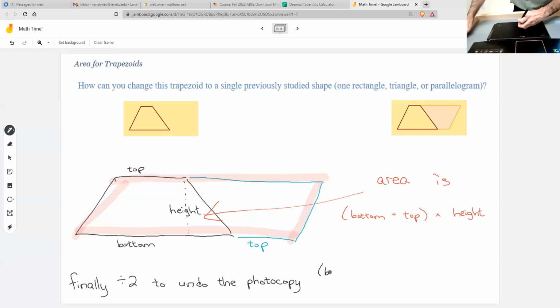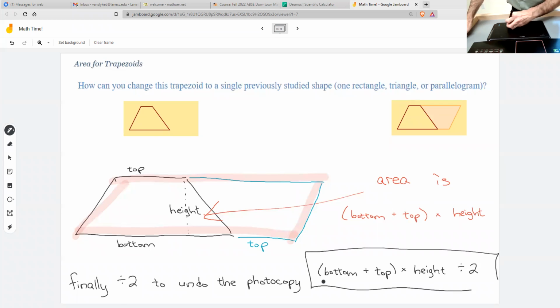So what we're left with is bottom plus top, times height, divided by 2. And that's our trapezoid formula.